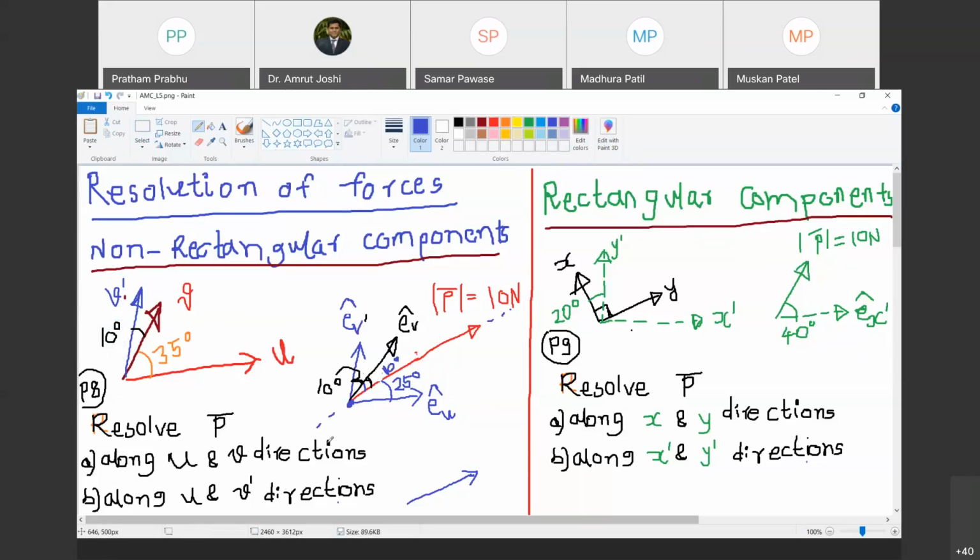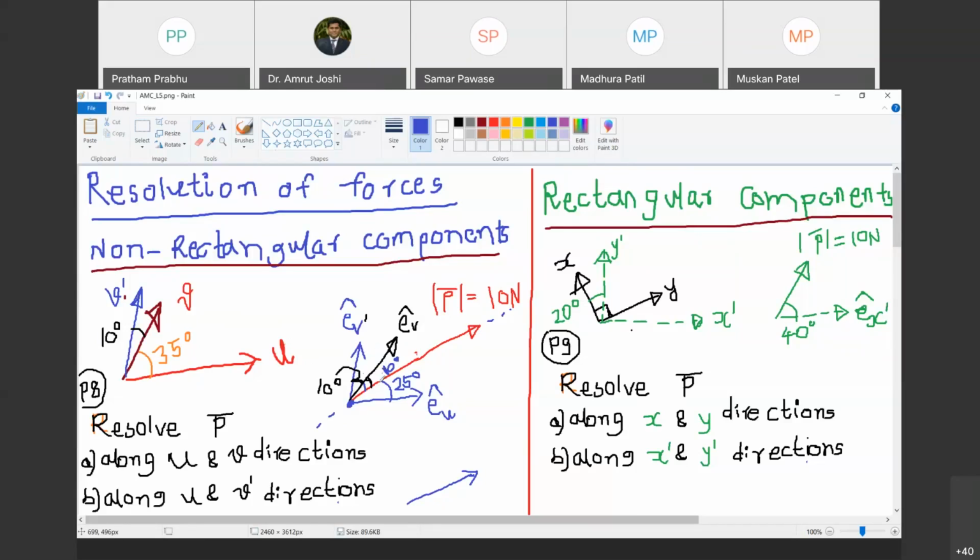Now what is the angle made by this force P bar with reference to the V dash direction? So 10 plus 10, 20 degrees. Yes. I will not write it here because the diagram will become clumsy. So whenever required, we will write it. But we understand that the angle between e_V dash cap and P bar is 20 degrees. Are you with me? Yes.